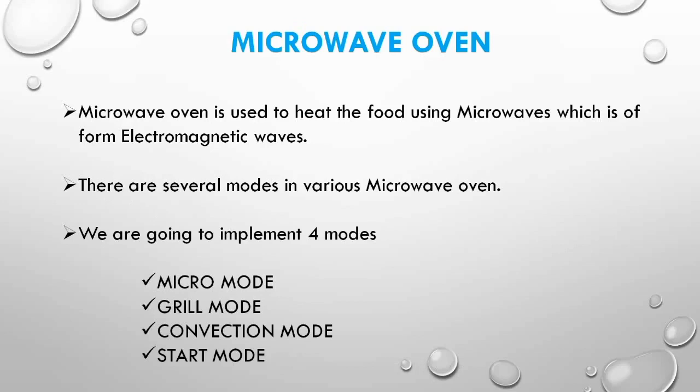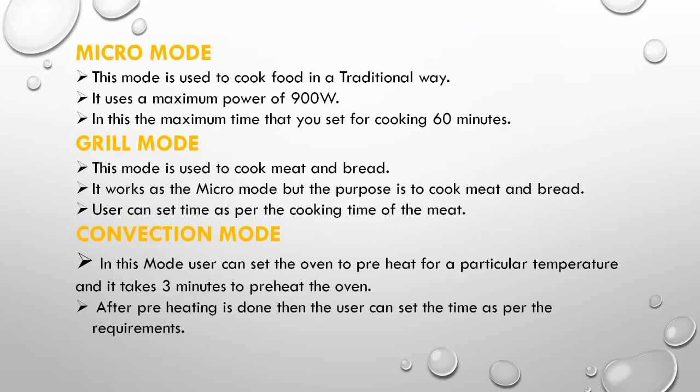Microwave oven. The microwave oven is used to heat food using microwaves, which are a form of electromagnetic wave. There are several modes in various microwave ovens. We are going to implement four modes: micro mode, grill mode, convection mode, and start mode. Micro mode is used to cook food in the traditional way.